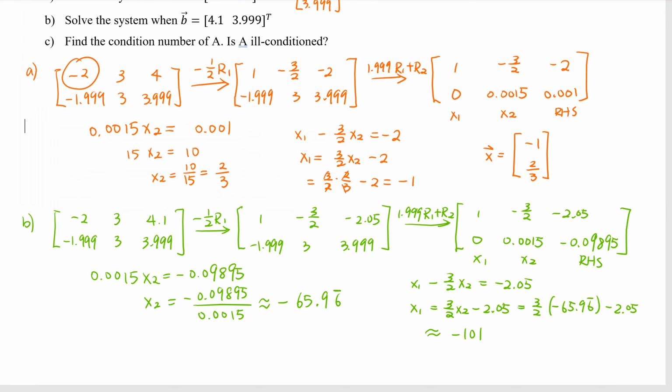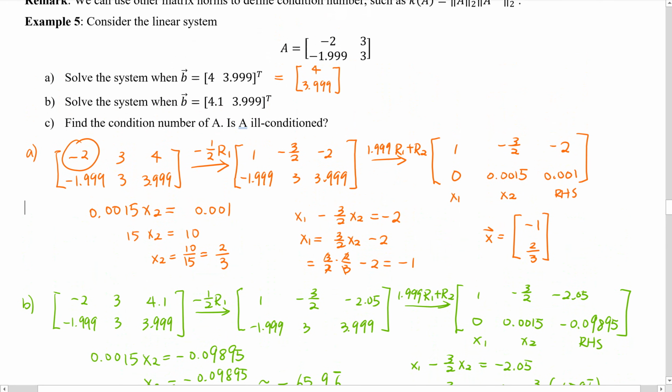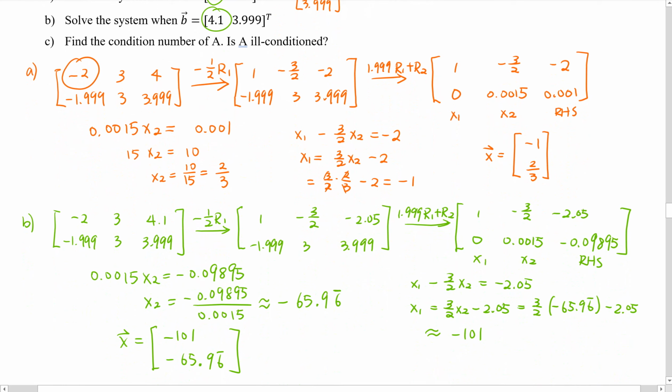So far, so good, everybody. Alright, so what is our solution? x1 is minus 101, x2 is negative 65.96. You see, we just changed a little bit in the B, but our solution changed a lot. See, it was minus 1 2/3, but now we have minus 101 and minus 65.96. Wow, it changed a lot.